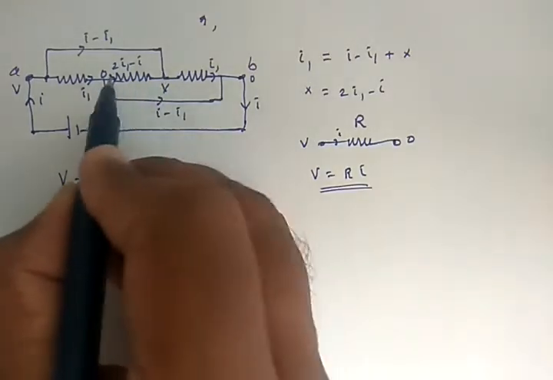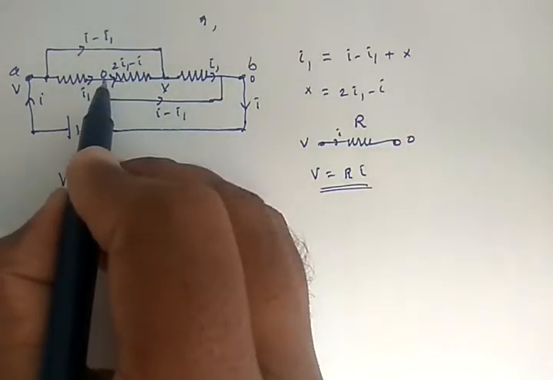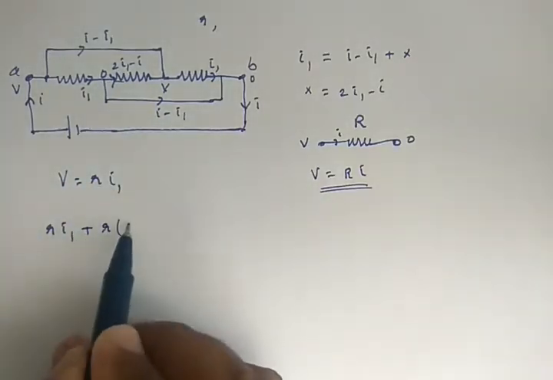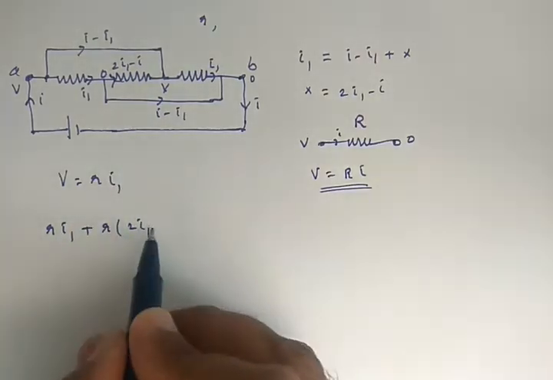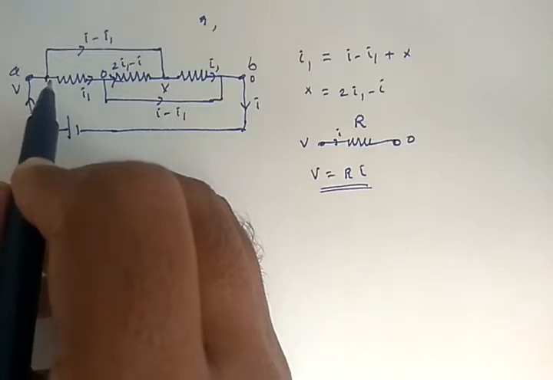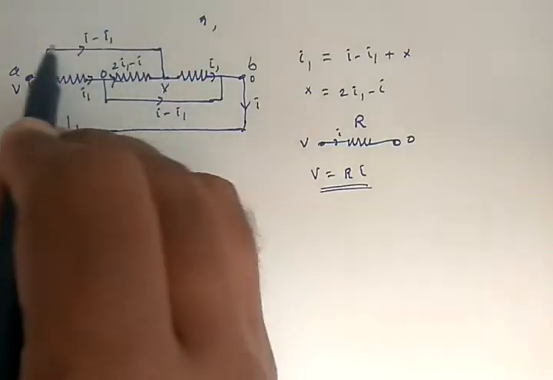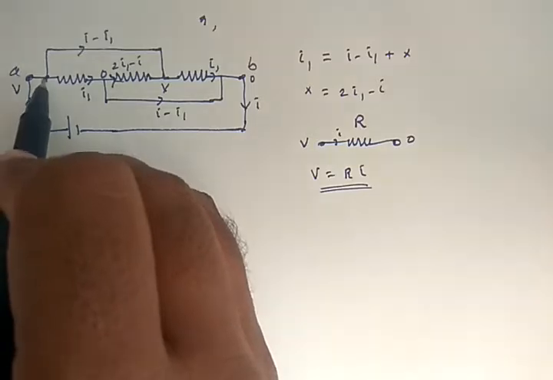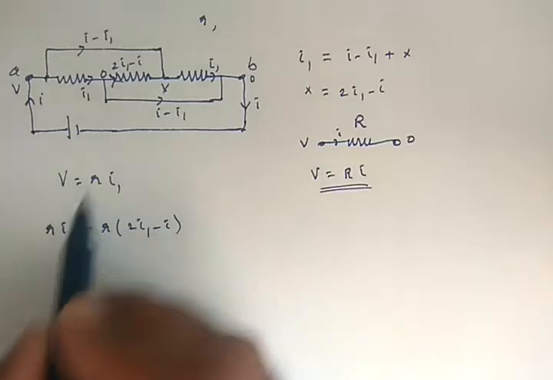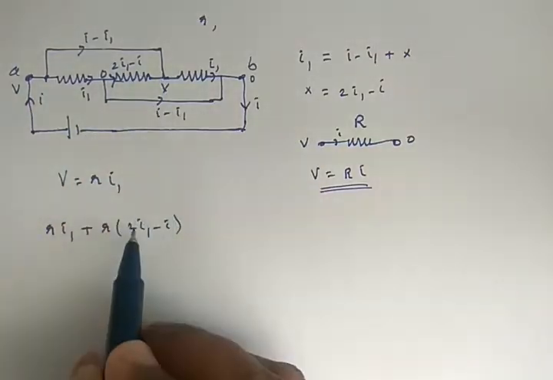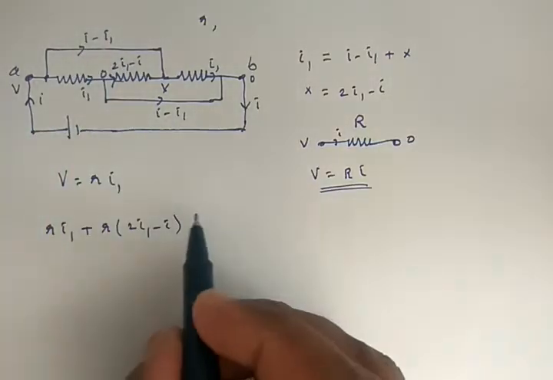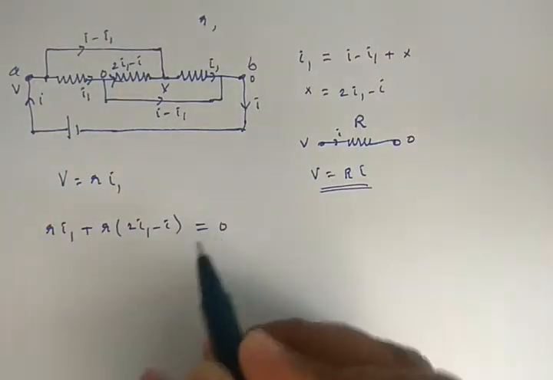Then voltage across this one is R into (2I1 minus I), because the algebraic sum of voltage drops across all elements in the closed loop is 0. Then voltage across this one and that one must be 0, and voltage across this wire is 0 because the wire has negligible resistance, so that is 0 and that must be equal to 0.